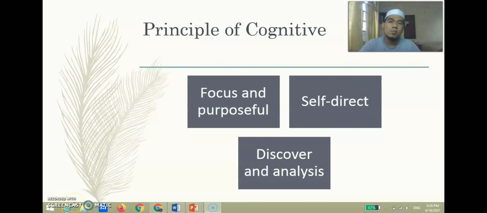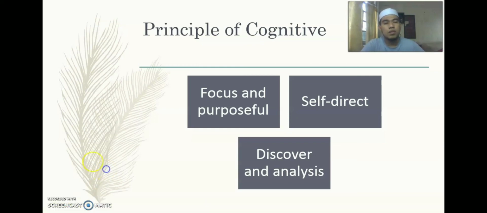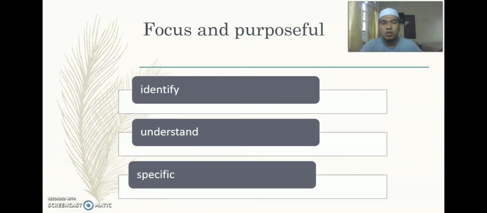Okay, let's look at the principles of cognitive. Today I will describe three principles of cognitive. Number one is focus and purposeful, number two is self-direct, and number three is discovery and analysis. The first one is focus and purposeful. In this slide, I list three main points for focus and purposeful. Number one is identify, number two is understand, and number three is specific.